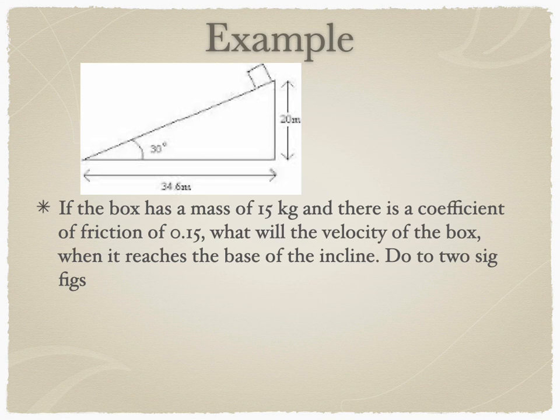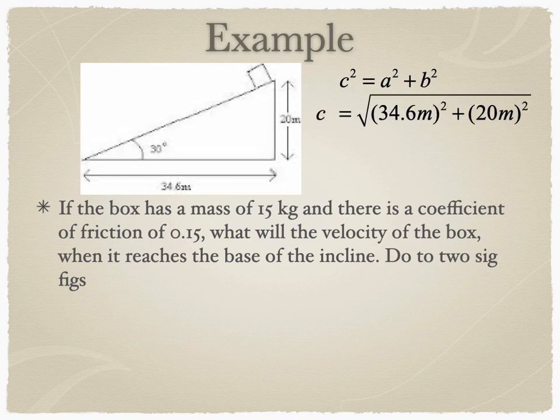So first thing I'm going to want to do is figure out what the actual length of the incline is. Because the length of the incline is the length that the object is rubbing against the surface, so that would be our distance where our friction is taking place. So because we have two sides of a 90-degree triangle, we can just use Pythagoras. So we have c squared equals a squared plus b squared. Rearrange and substitute values in, so c is equal to the square root of 34.6 squared plus 20 squared, which brings us to 39.96 meters.